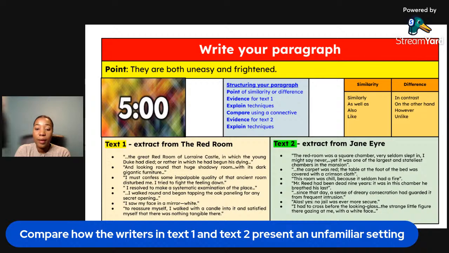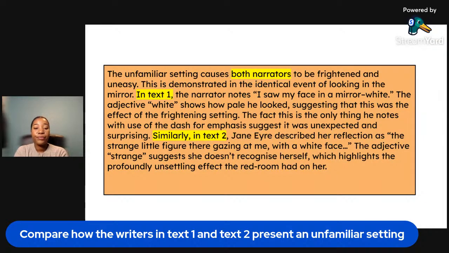So the example paragraph is here. In this one, the unfamiliar setting causes both narrators to be frightened and uneasy. This is demonstrated in the identical event of looking in the mirror. In text one, the narrator notes, "I saw my face in a mirror, white." The adjective "white" shows how pale he looked, suggesting that this was the effect of the frightening setting.